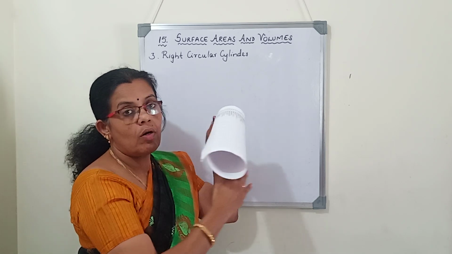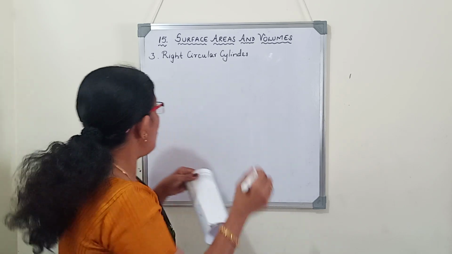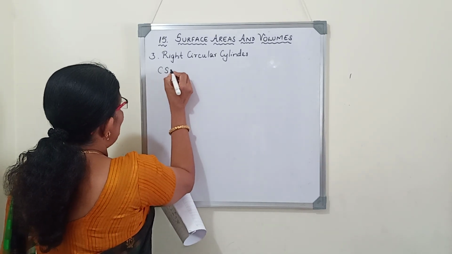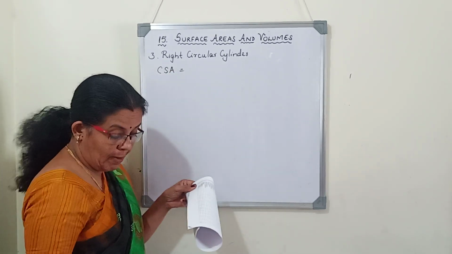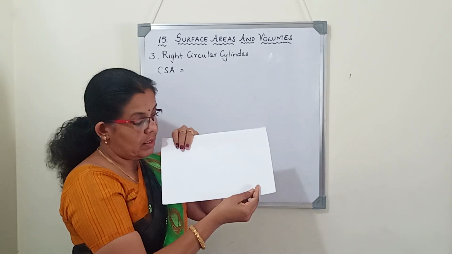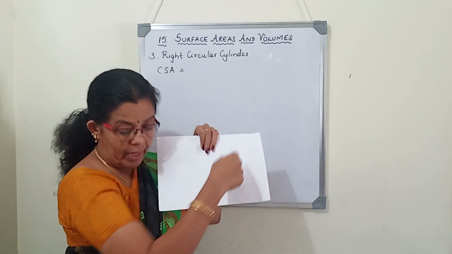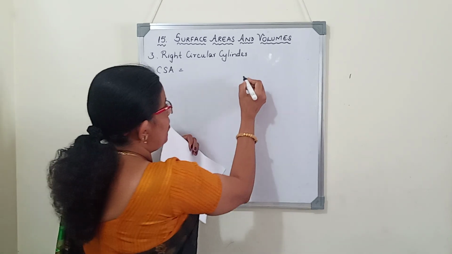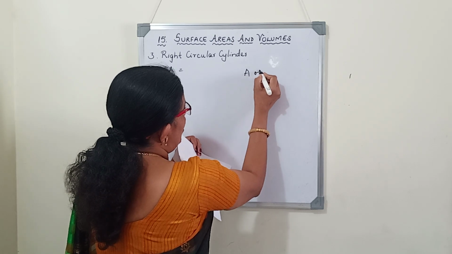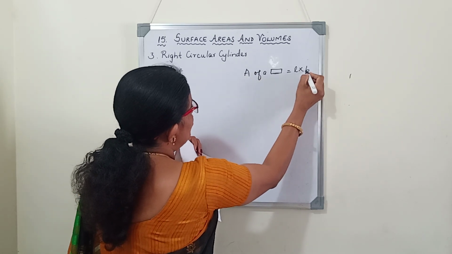So this is the curved surface of a cylinder. So now we will see what is the CSA of a cylinder. To find the CSA of a cylinder, we know the area of a rectangle. This is a rectangle sheet. This is the length and this is the breadth. Area of a rectangle equals length into breadth.